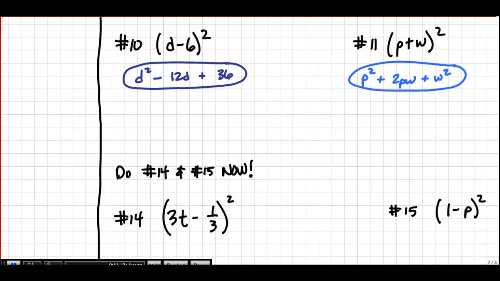So I'd like you to pause the video right now and try these two on your own. 14 is a little bit more challenging because it has a fraction in it. Know that you don't need to worry about adding a common denominator here because you are multiplying. You don't need a common denominator when you're multiplying. So try 14 and 15 right now and pause the video.